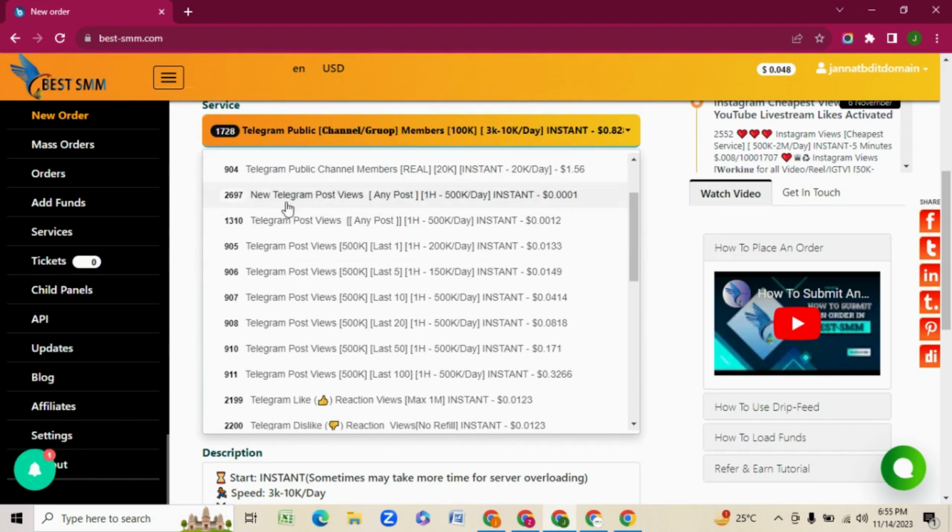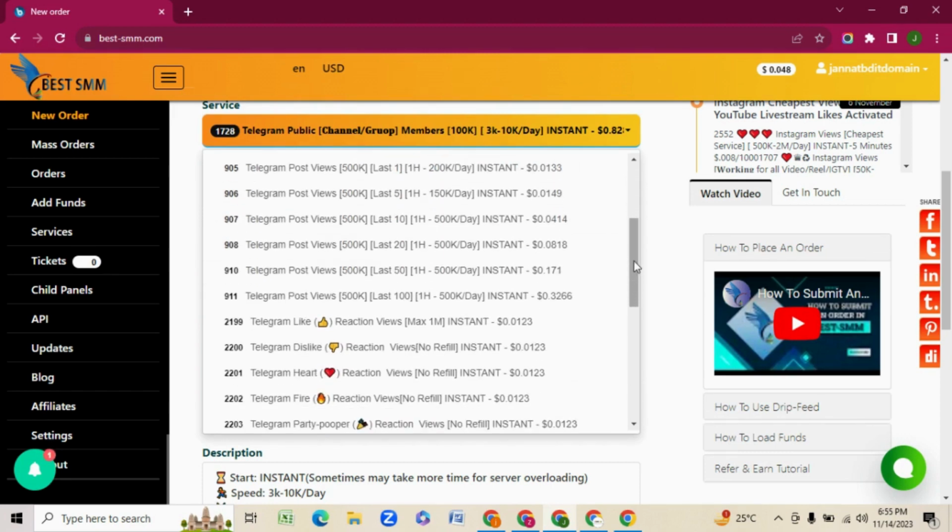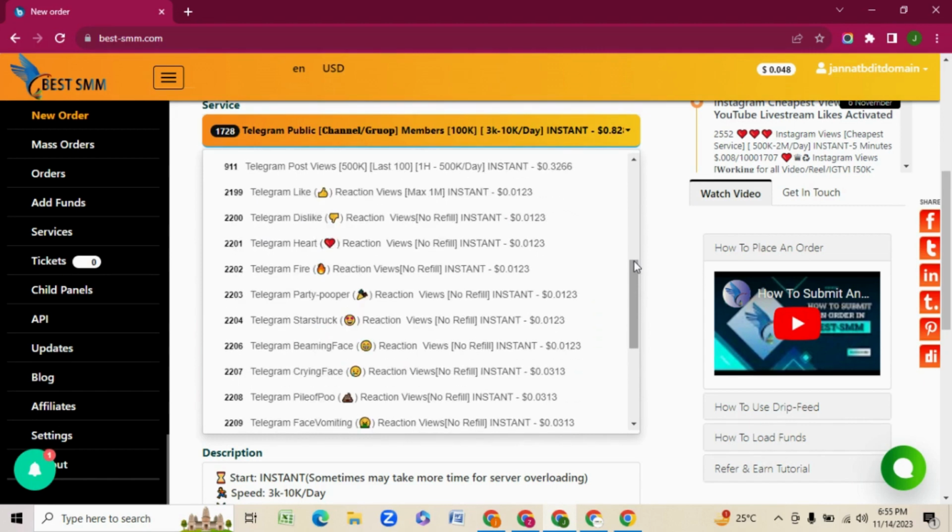And now you can see the new Telegram post views, any post. Now you can see that they are giving us these post views as well. Let's scroll down, and you can see Telegram like reaction views, maximum 1 million.